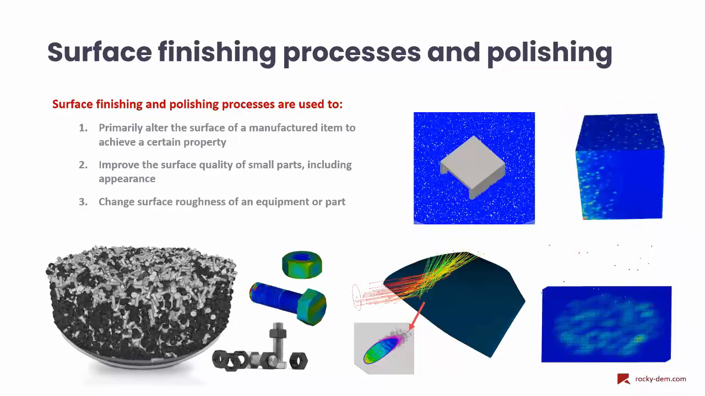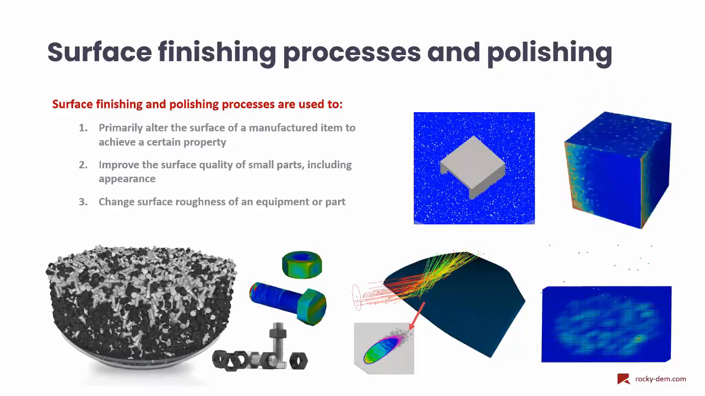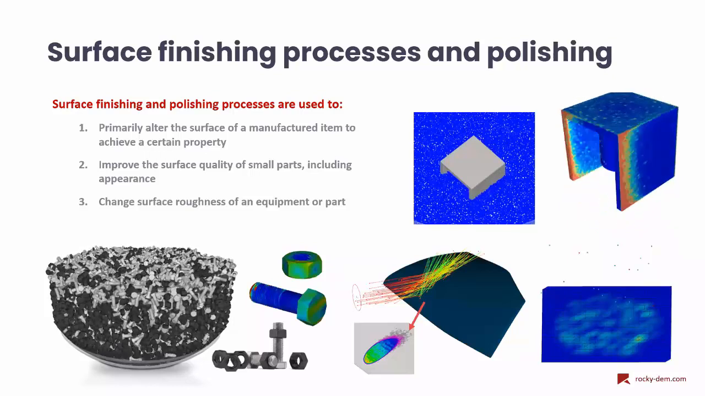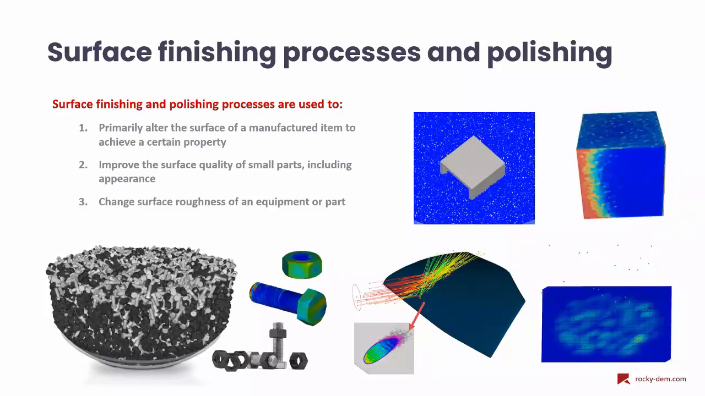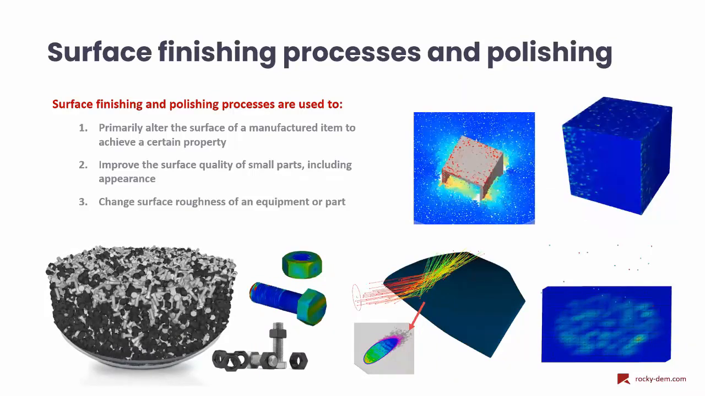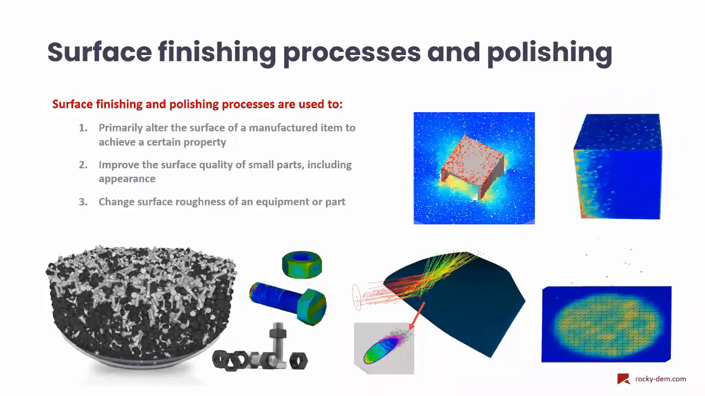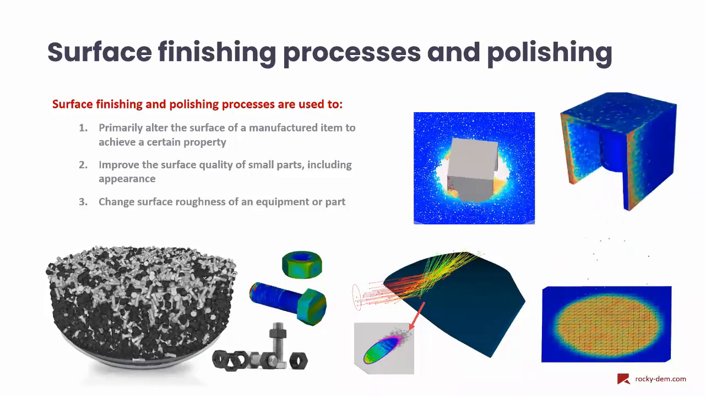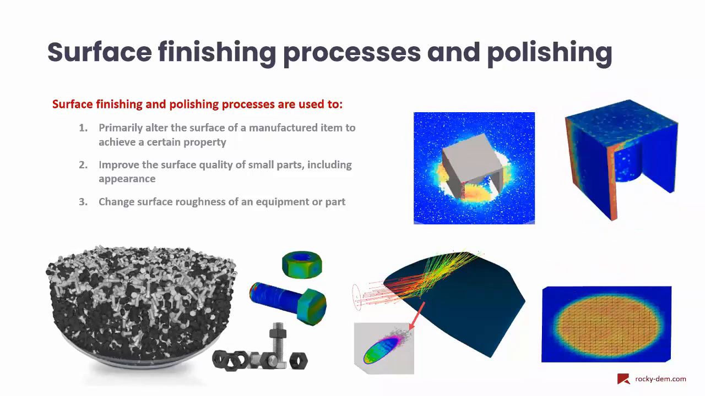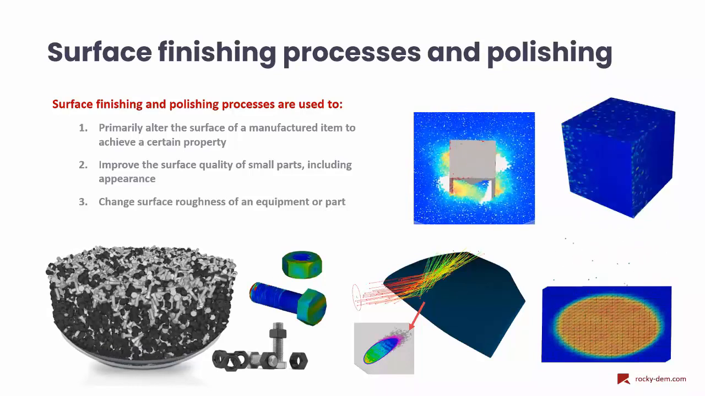Let's start with what surface finish and polish is. Surface finish is a broad range of industrial processes that alter the surface of a manufactured item to achieve a certain property. In this process, the metal surface is altered by adding, removing, or reshaping. And polishing generally refers to the final step to get, for example, a smooth, scratch-free surface with ideal aesthetics.